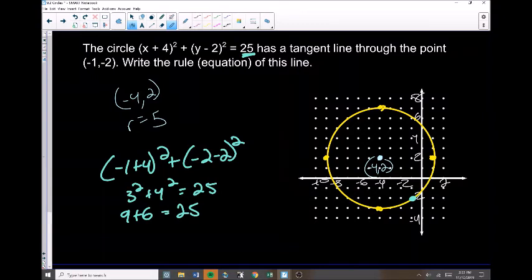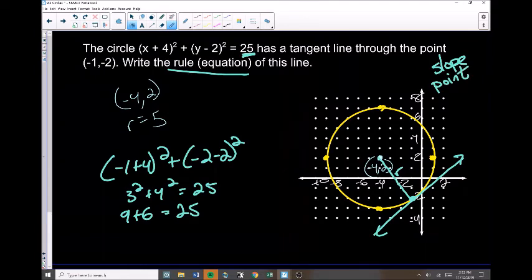Well, a line of tangency, like I said, only touches at one point, and it's actually perpendicular to the line that's drawn from the center to that point. So it's perpendicular to this radius right here. I want to find the equation of this line, the rule of this line, which is going to involve having a slope and having either a point or a y-intercept.